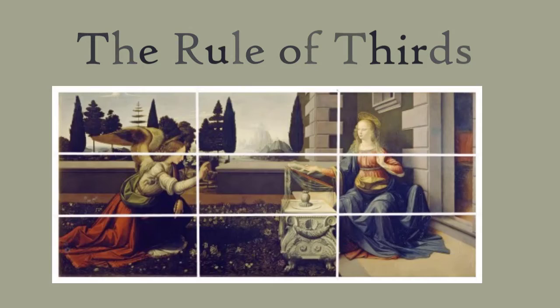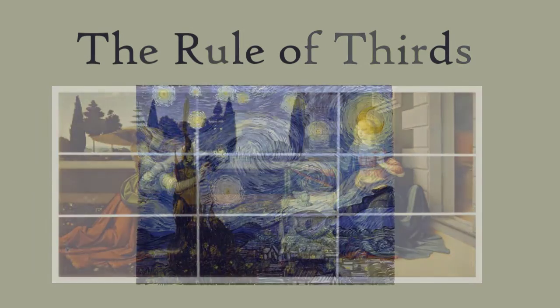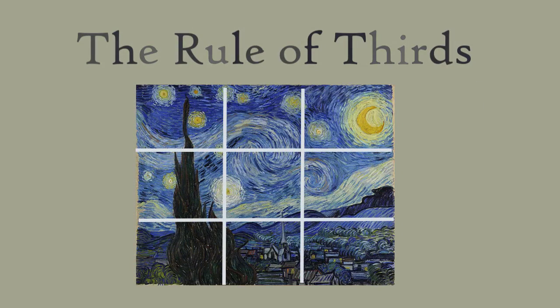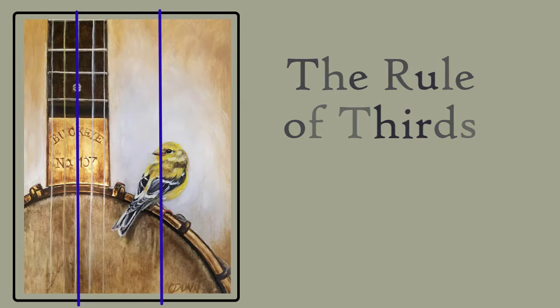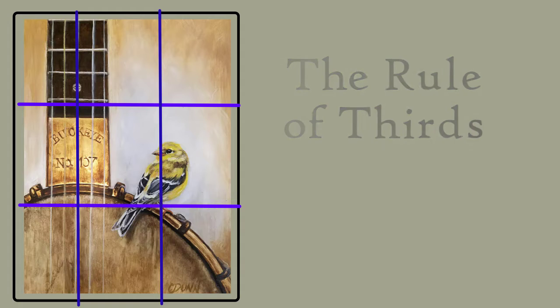The rule of thirds can be helpful in deciding where to position visual elements in your painting. Just divide your canvas into thirds, vertically and horizontally, and place important elements near the intersection of the lines.